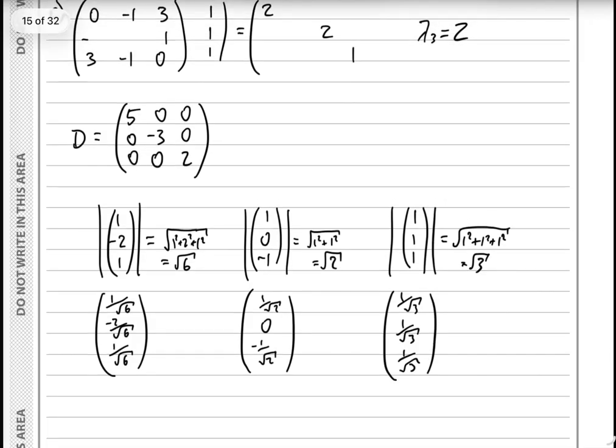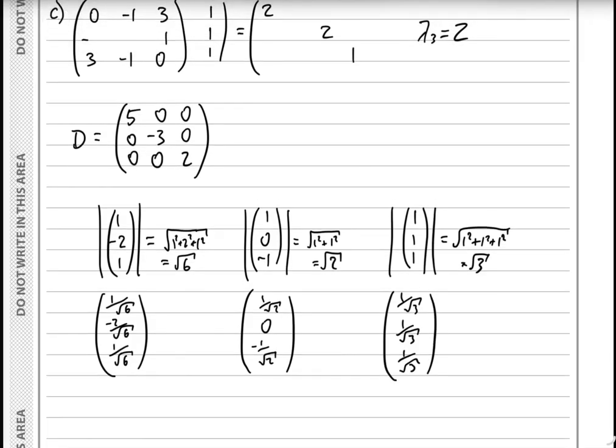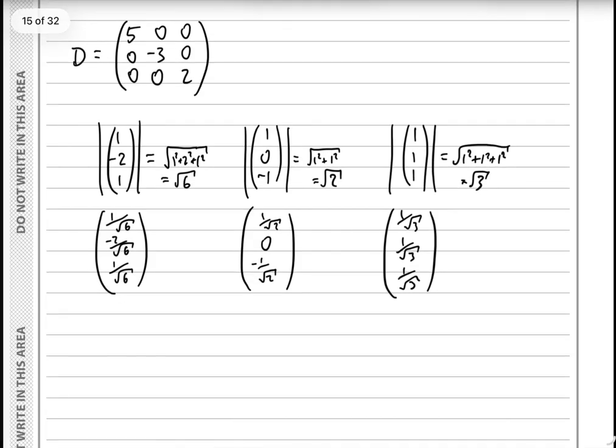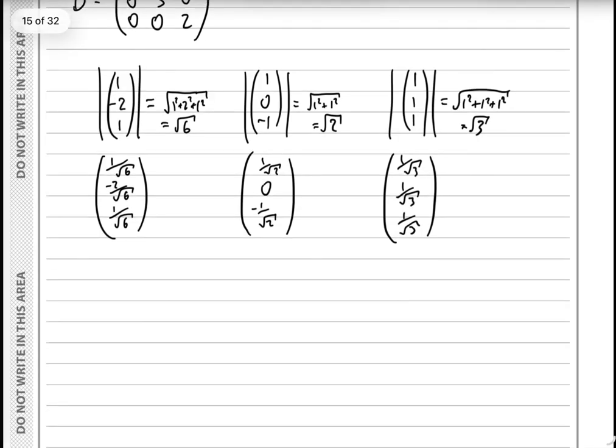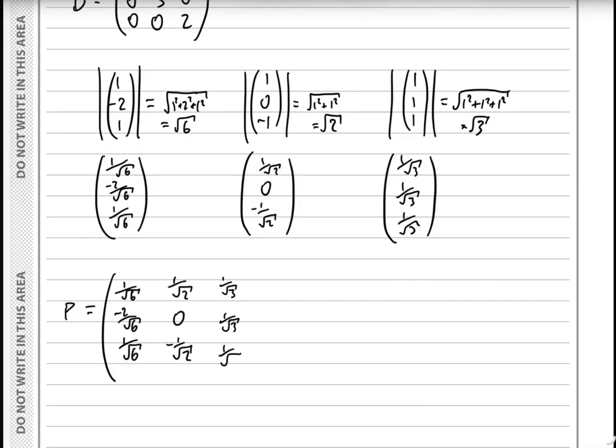And then, again, just make sure that they're in the same order. The one I'm going to use for the first column in P needs to be the one that was with the first eigenvalue 5. So that's in the order that I put them on the screen there. So P is equal to 1 over root 6, minus 2 over root 6, 1 over root 6, first column. Second column, 1 over root 2, 0, minus 1 over root 2. Third column, 1 over root 3, 1 over root 3, and 1 over root 3.